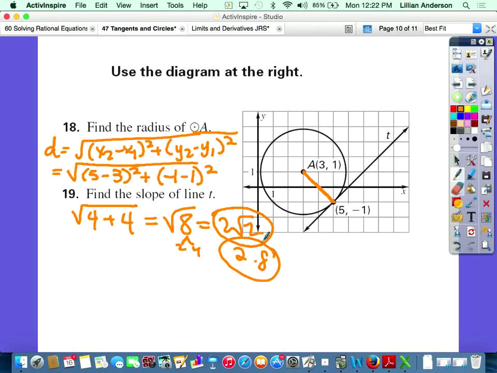Alright. How do I find the slope of t? I could just count. Pick a point. Slope is rise over run. To get from this point to this point, I have to go up one and over one. So 1 over 1, which is 1. What symbol represents slope? What variable represents it? M. Just to refresh your memory, y equals mx.